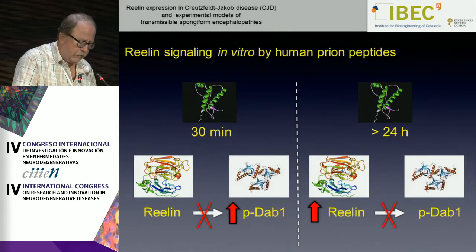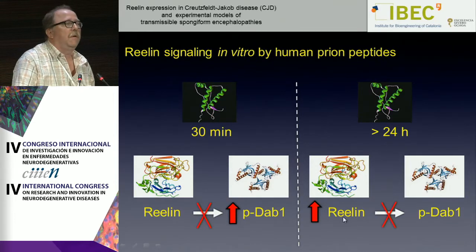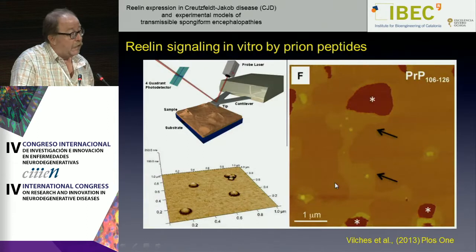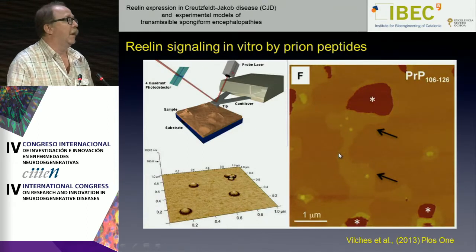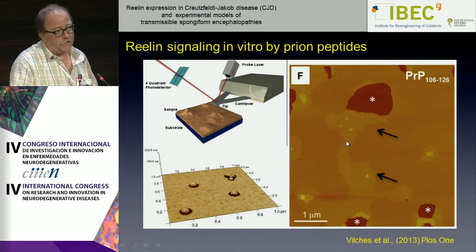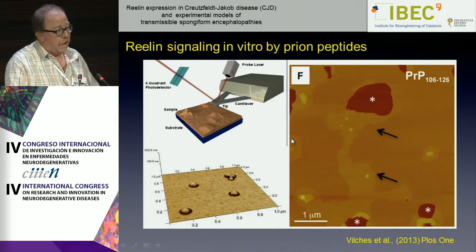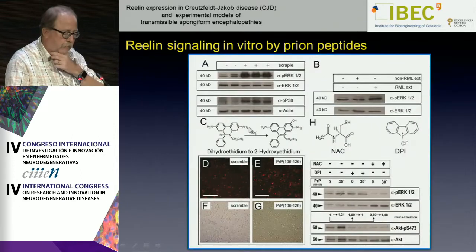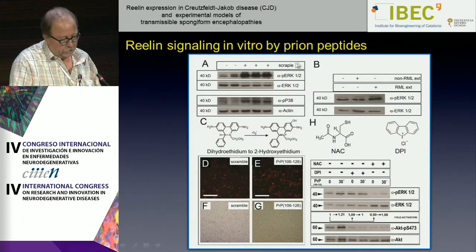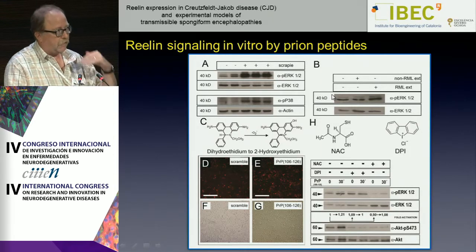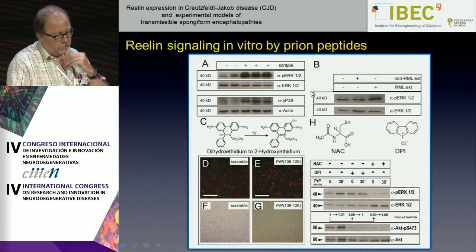In the second, what we did is to try to determine why there is this increased level of reelin. For that, we analyzed the interaction of these peptides and pathogenic prions with cell membranes. We observed by using atomic force microscopy that this interaction makes the membrane more fluid. I don't want to go into details, but it's more fluid. They generate some holes, and these changes at the membrane increase the activity of extracellular-related kinases, ERK1/2, p38, etc., MAP kinases.